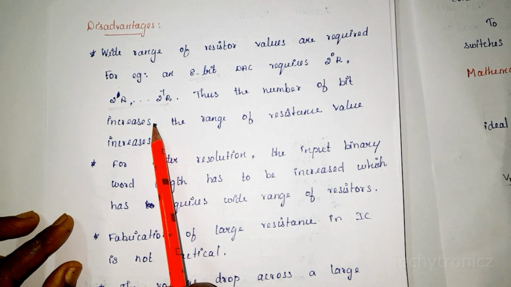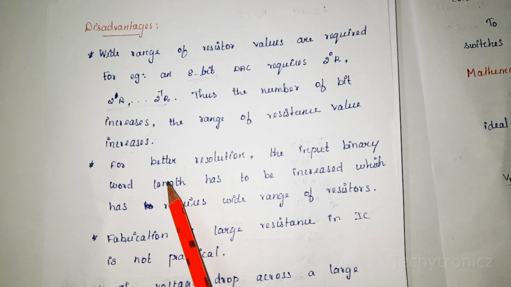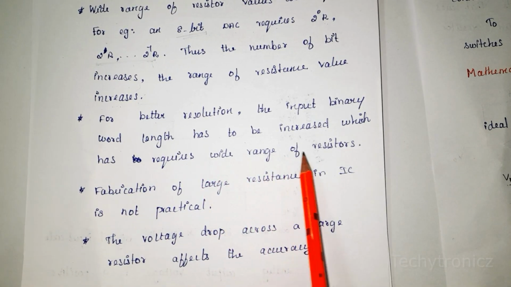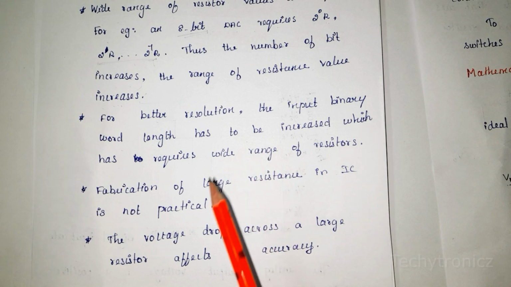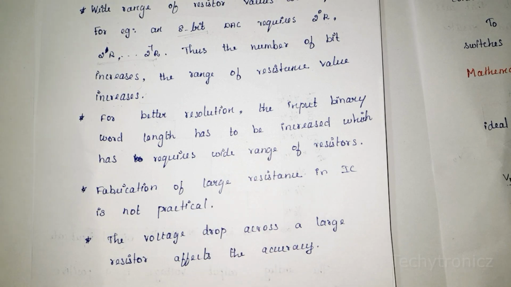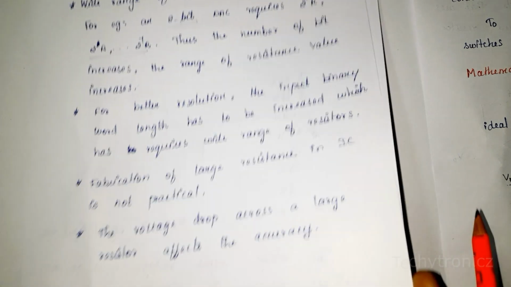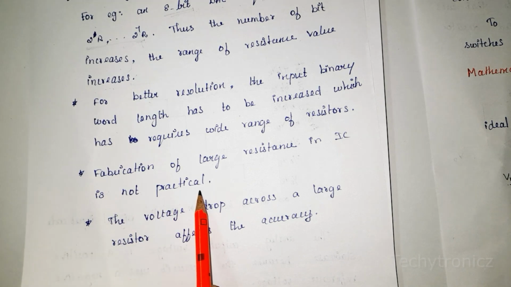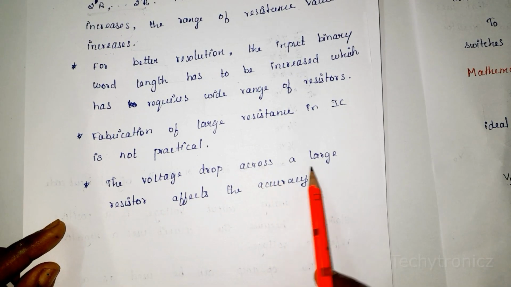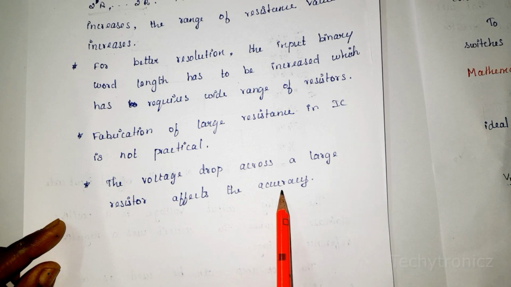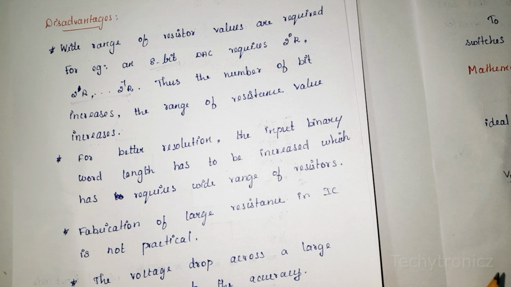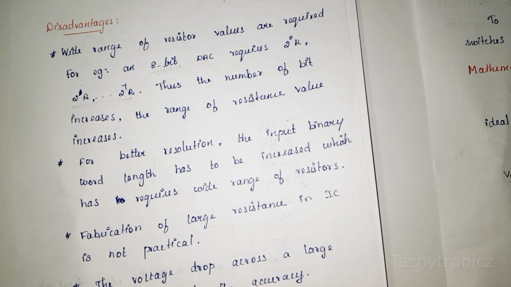That is the disadvantage. Another one is that if the input binary word length is increased, a wide range of resistors is required, the same point. Then, fabrication of large resistances in an IC is not practical. The voltage drop across a large resistance affects the accuracy. So these are the disadvantages of the weighted resistor digital to analog converter.